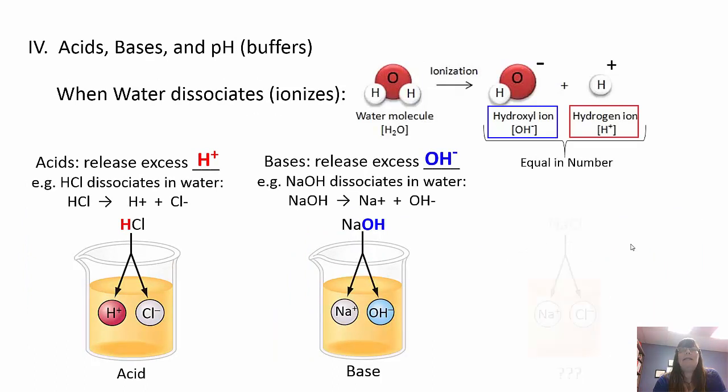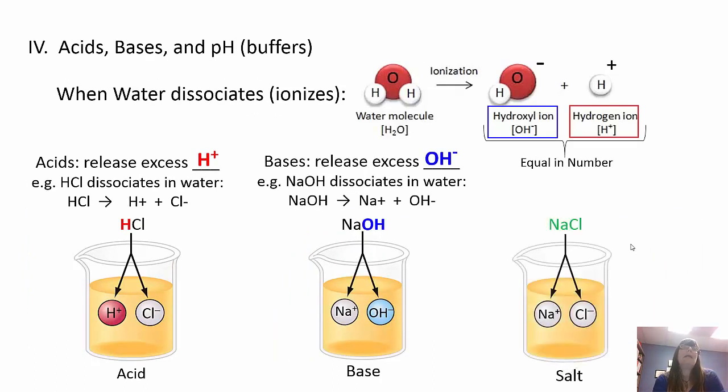Okay, acids, bases, and pH. When water dissociates, the water molecule will go into a hydroxyl ion and a hydrogen ion. Hydroxyl ions are negative, OH minus. Hydrogen ions are positive, H plus. So acids are things that release hydrogen ions. So HCl, for example, dissociates into hydrogen and chloride.